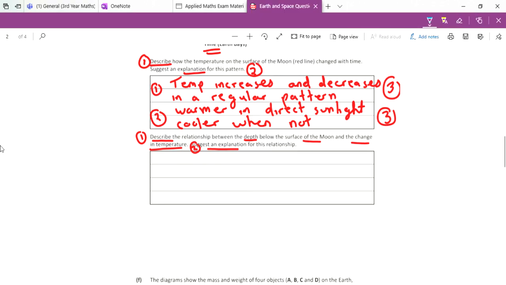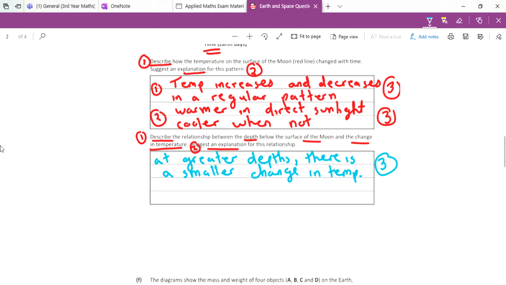So describe what's happening at greater depths. So the deeper you go, basically, there is a smaller change in temperature. The temperature doesn't go up and down as much. I'm just going to write in temp because I haven't much room. So that's 3 marks. But again, we have to suggest why this might be, and this is the trickier bit.